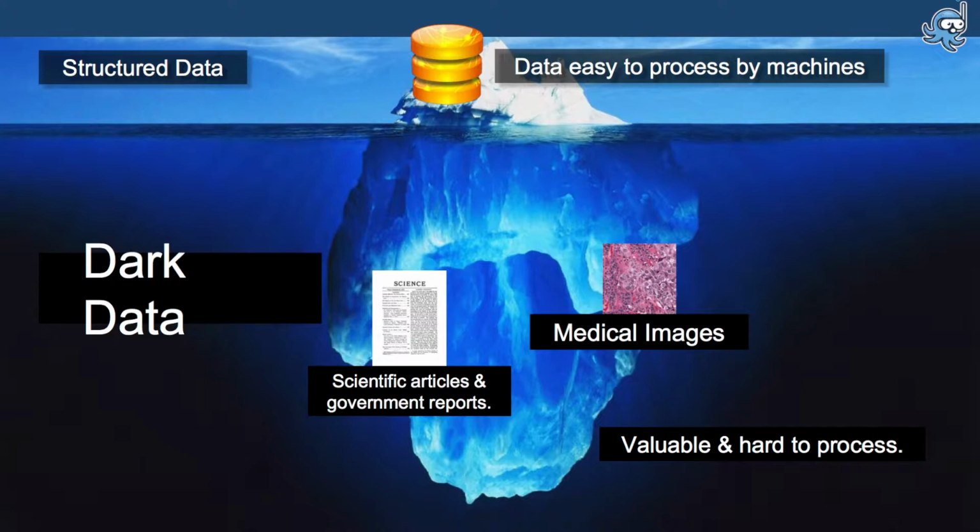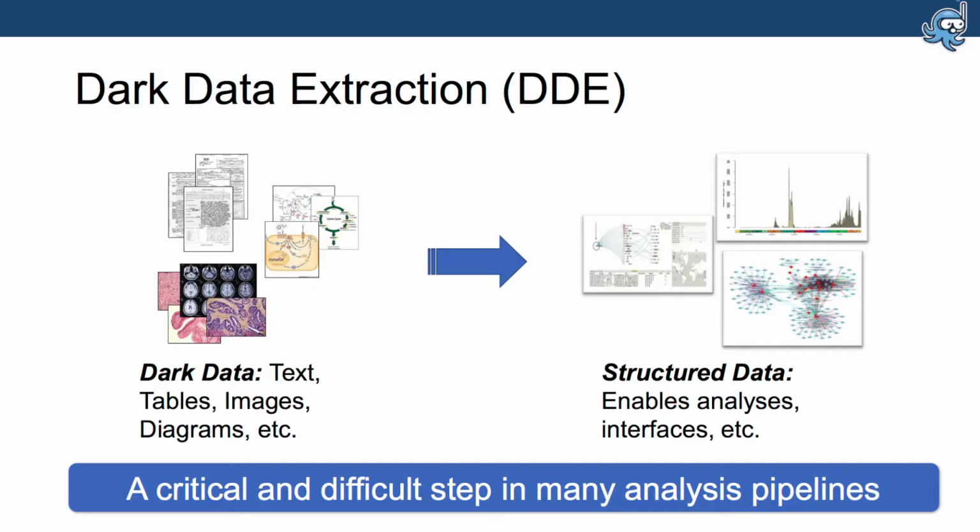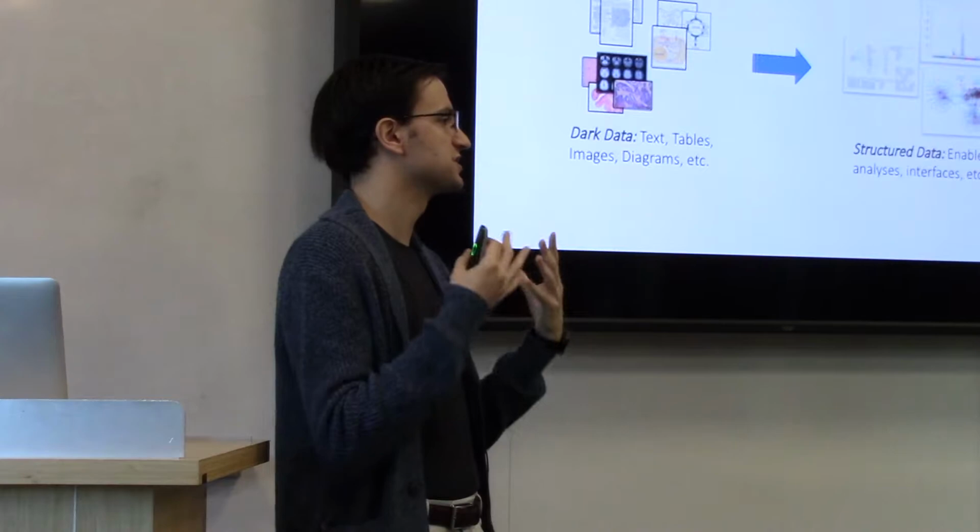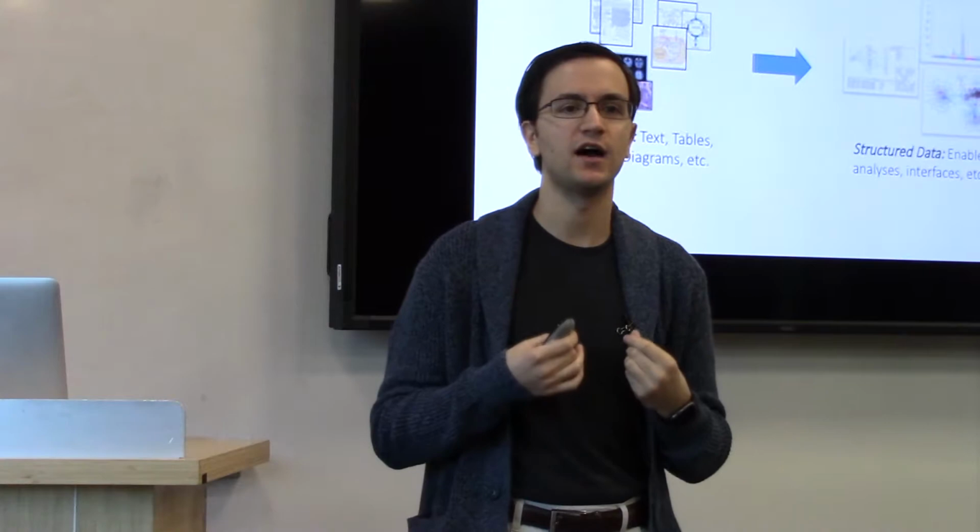So this is everything from scientific articles and government reports to medical images that you find in electronic health records. And as we'll talk about, a lot of times the really interesting stuff, the stuff that can move the needle on research projects, is locked away in these things that are really written for humans, not for computers. And so we've got this problem that there's value in this data, but it's very hard to process. So the problem of dark data extraction is to take all of this dark data, the text, the tables, the images that are in our unstructured data, and turn it into structured data that we can do analysis on. So these are things like relational tables, graphs. There's lots of ways to think about this, but at bottom, it's something that we can run our queries over. It's something that we can begin to do an analysis on.